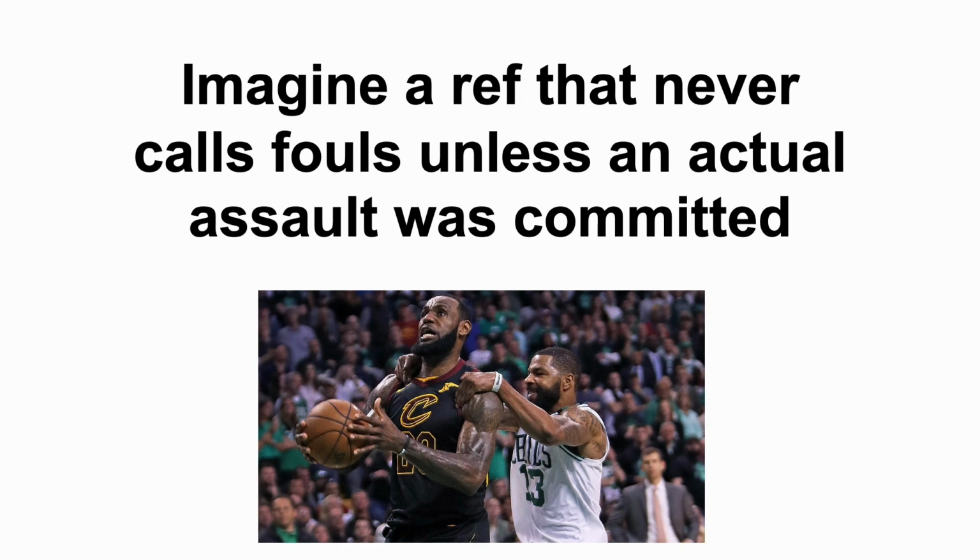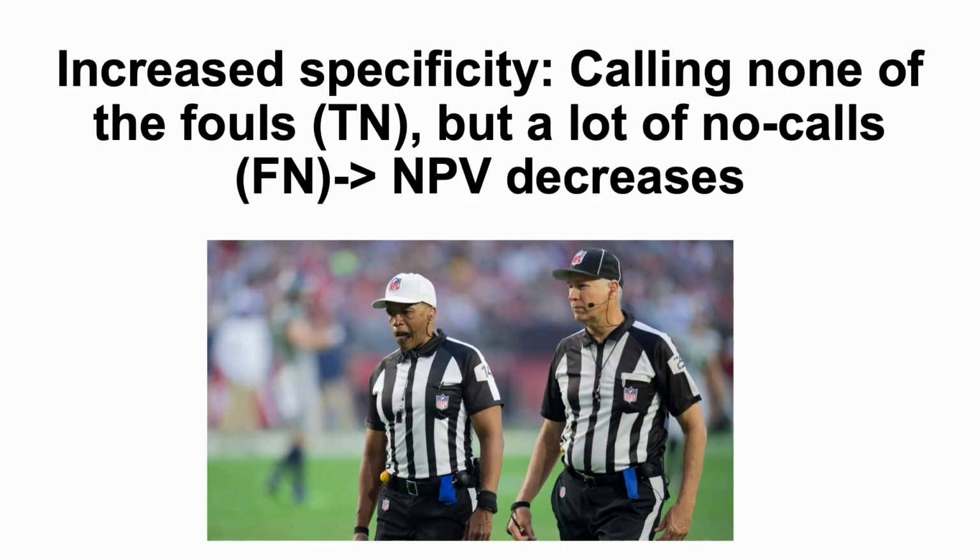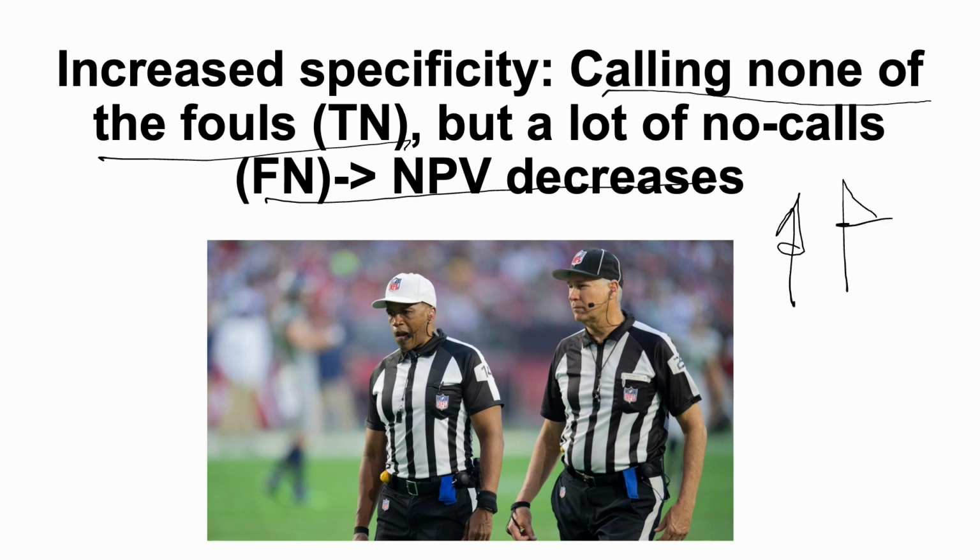So you want to think about a ref that never calls fouls unless an actual assault was committed. So all the non-fouls will be correct no calls. You're not going to call them, but now you missed all the actual fouls. So you'll have increased specificity because you're calling all the correct true negatives, but because you're calling none of the fouls, you'll have a lot of false negatives. So your negative predictive value will decrease.